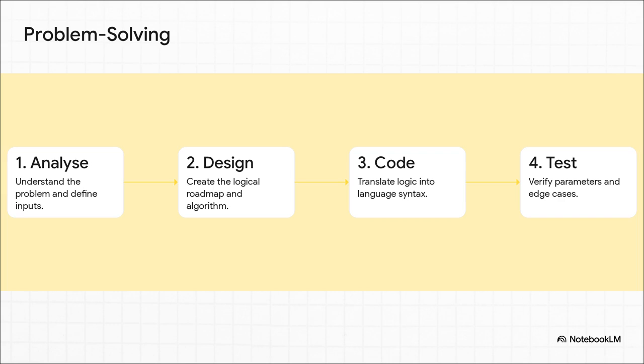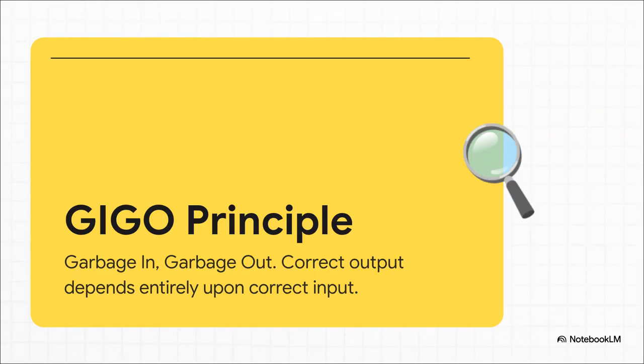But here's the catch. You literally can't design a solution if you don't understand the problem first. Which brings us to a golden rule. You absolutely must respect the GIGO principle. Garbage in, garbage out. Put simply, the correctness of your output relies entirely on the correctness of your input. If your problem definition back in Step 1 is flawed, well, your perfectly designed program in Step 3 is just going to execute the wrong solution, flawlessly. You've got to get those parameters right from the very start.